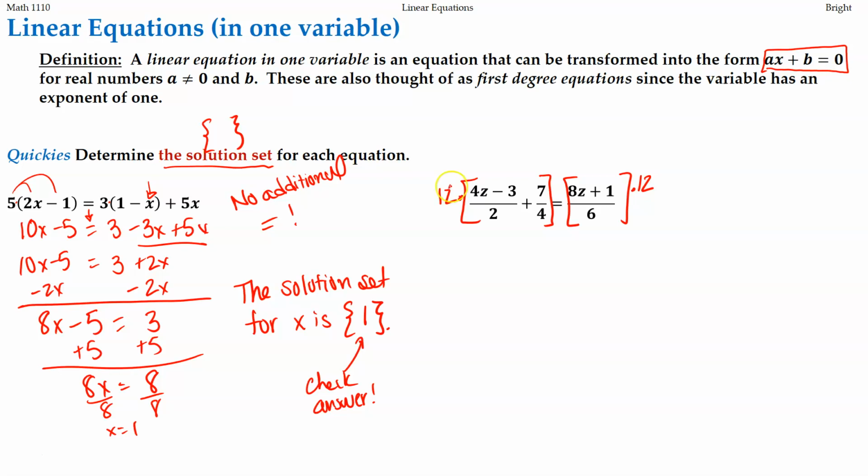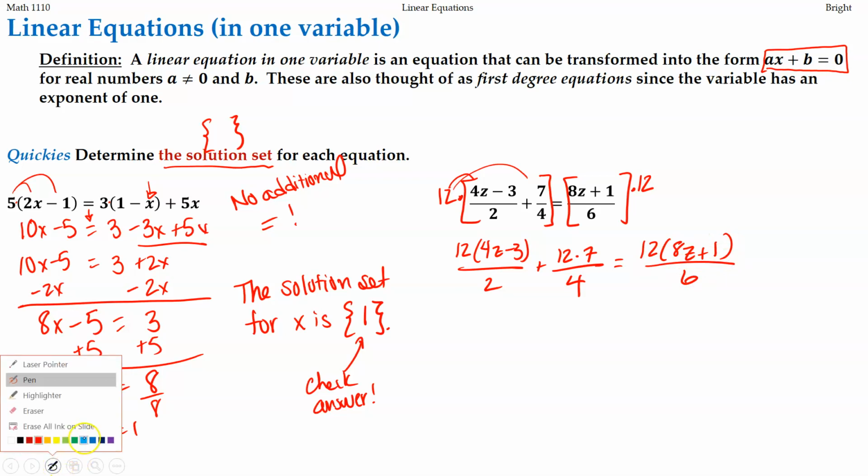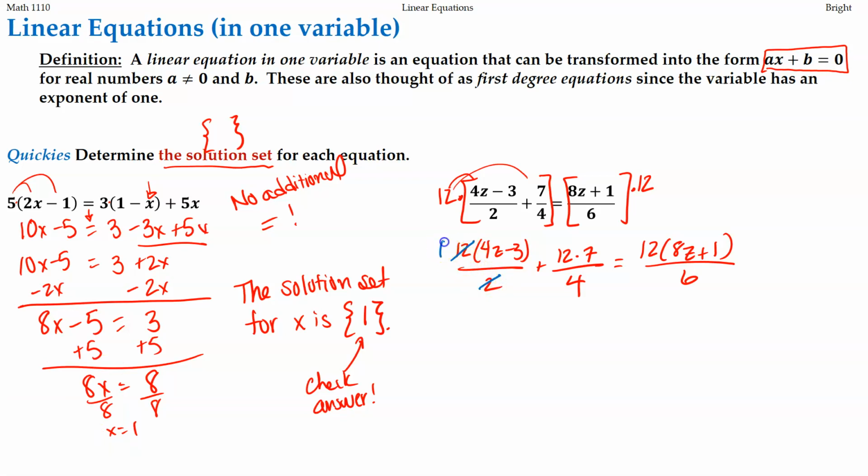Okay, and so now I have to distribute this to both of the terms on the left-hand side. So I'm going to have 12 times (4z minus 3 over 2) plus 12 over 4 is equal to 12 times (8z plus 1 over 6). I'm writing it like this on purpose. You will see why. Now I'm able to reduce. The 12 and 2 would reduce to a 6 in the numerator. The 12 and the 4 would reduce to a 3 in the numerator. And on the other side, 12 and 6 would reduce to a 2.